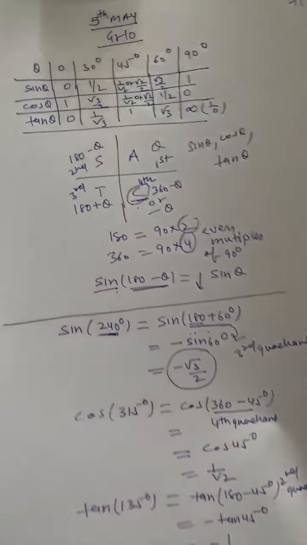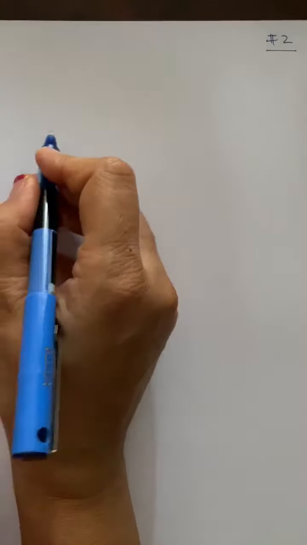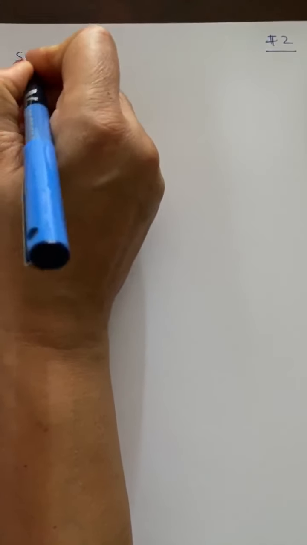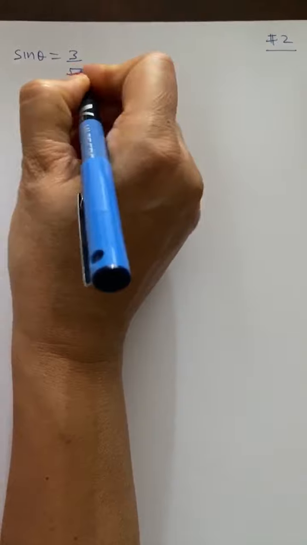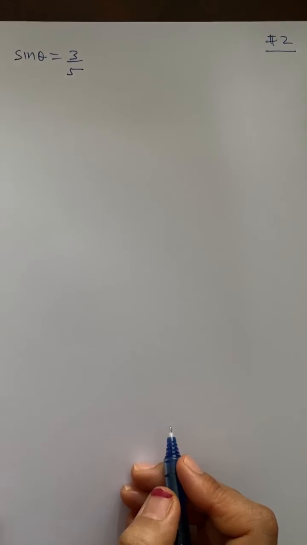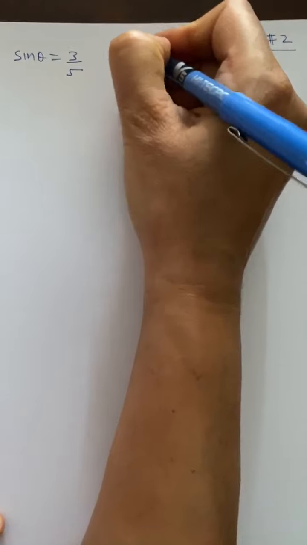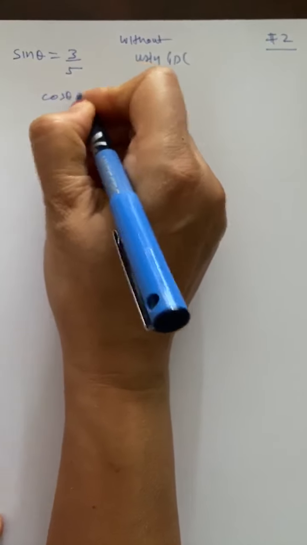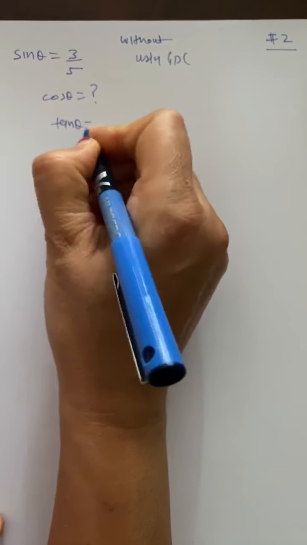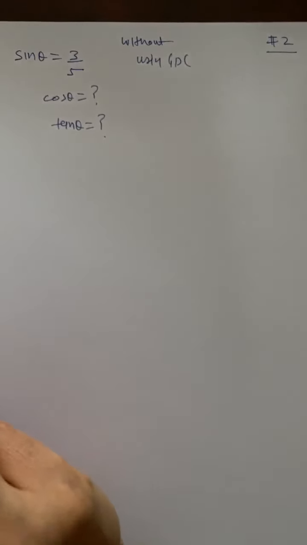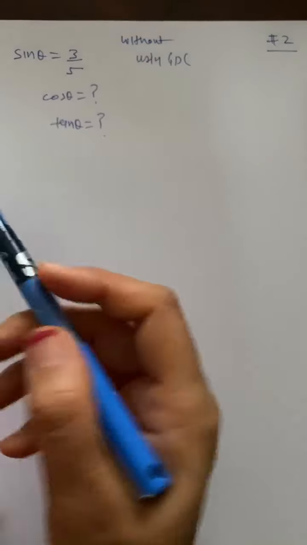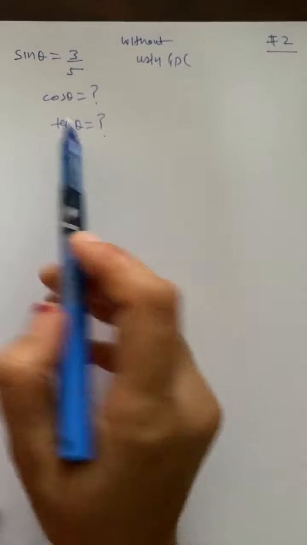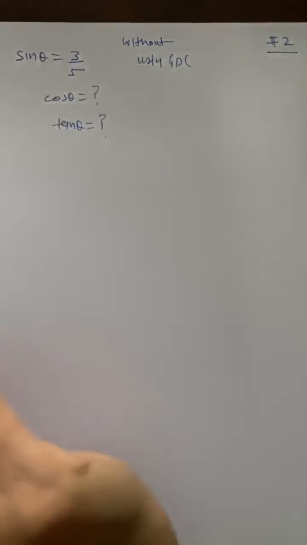Then I'm going to move to the next part: how do I find, if I have sine theta equal to, let's say, 3 over 5, and without using GDC, so note down, without using GDC, I have to find the value of cos theta and tan theta. So this is the question, and it is slightly different from the previous one. In the previous one we were finding the sine of an angle, but here sine theta is given and we have to find cos and tan.